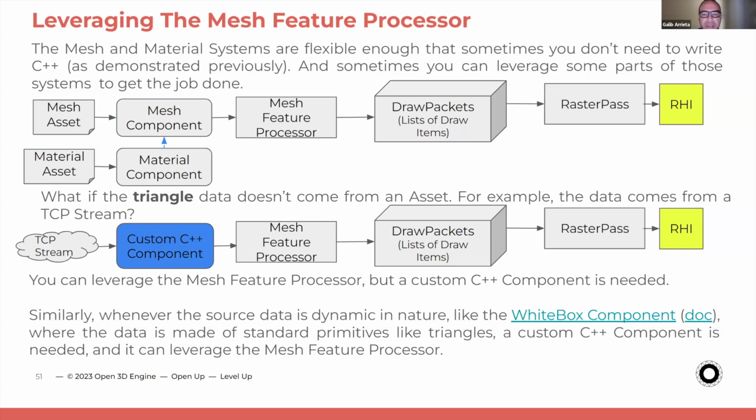In the code today in the engine, if you look at the White Box gem, it is a great example of a gem that leverages the mesh feature processor by creating custom meshes on the fly. Basically, when you are gray boxing or white boxing your scene with simple geometry to define, here is a building, here is a prop, all of those meshes are created on the fly and leverage the mesh feature processor for rendering.